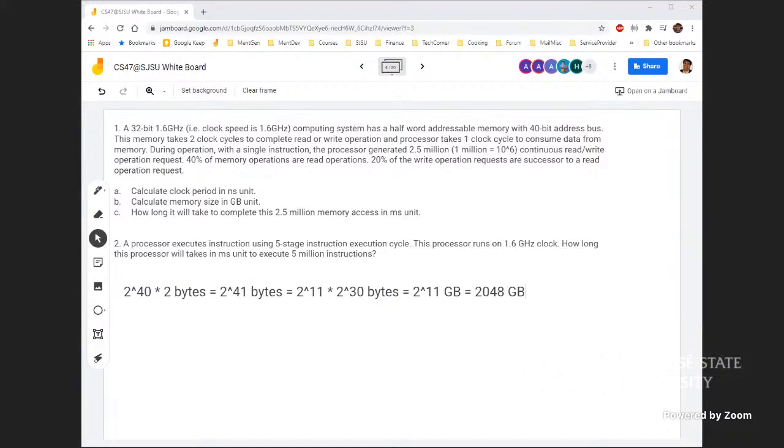Okay. Now, I have a quick question. Yes. So 2 bytes is still what a half word is, right? Yeah. And that's still the same as 16 bits? Yeah, that's 16. Okay, thank you.